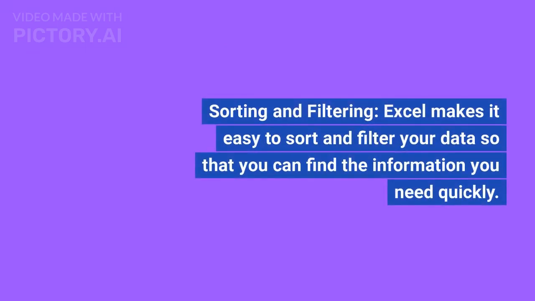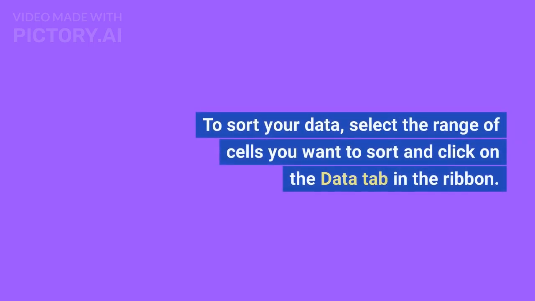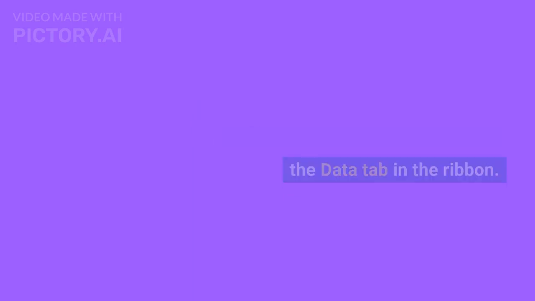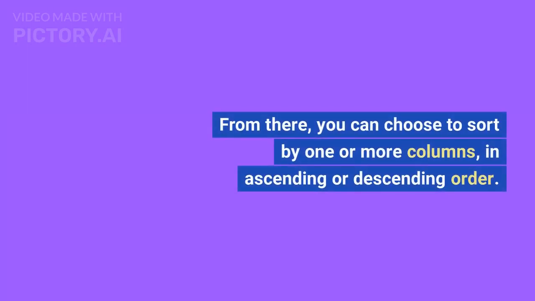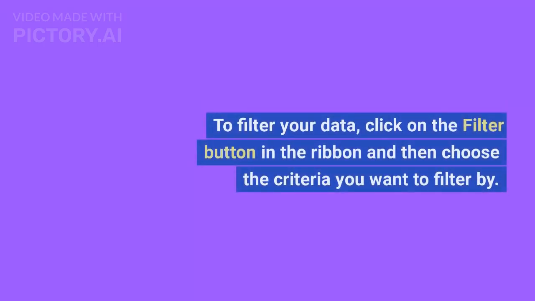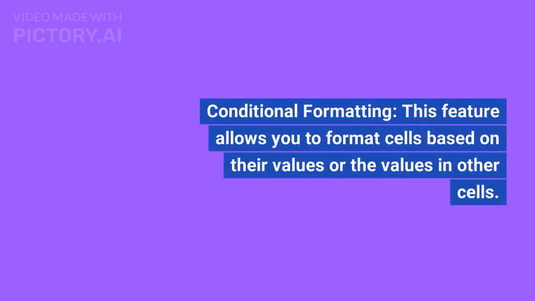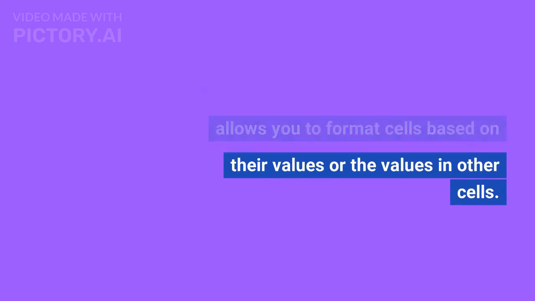Sorting and filtering. Excel makes it easy to sort and filter your data so that you can find the information you need quickly. To sort your data, select the range of cells you want to sort and click on the Data tab in the ribbon. From there, you can choose to sort by one or more columns, in ascending or descending order. To filter your data, click on the Filter button in the ribbon and then choose the criteria you want to filter by.